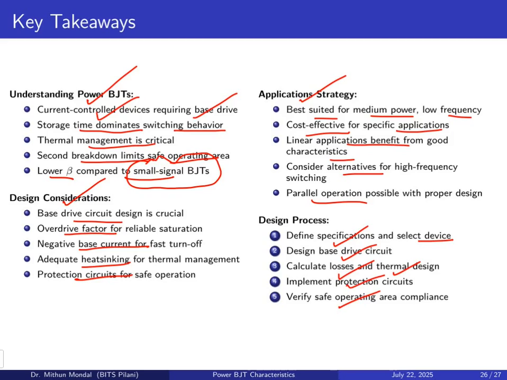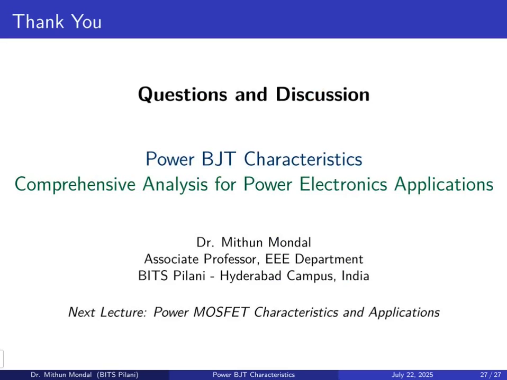So the power BJT is similar to the small signal BJT, apart from having a lower beta, and you have certain difficulties in terms of the base drive circuit, the thermal management, and you require adequate heat sinking and a protection circuit. So that you need to cover.